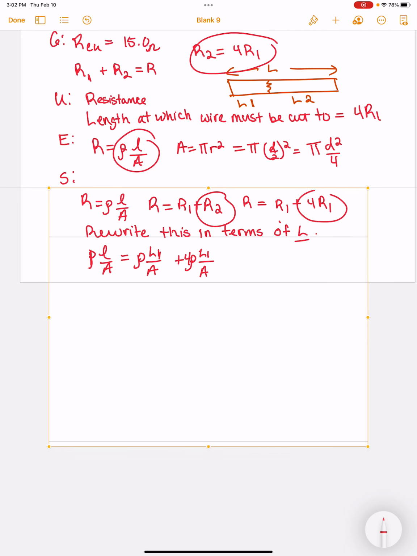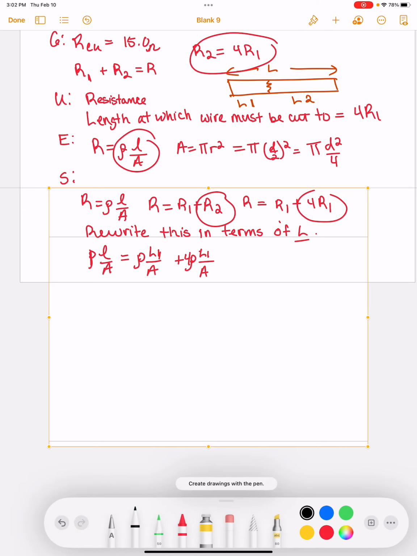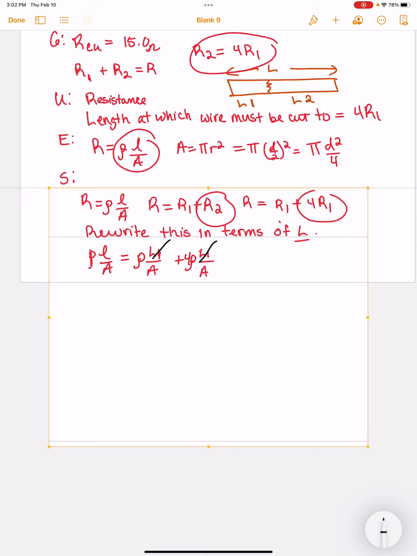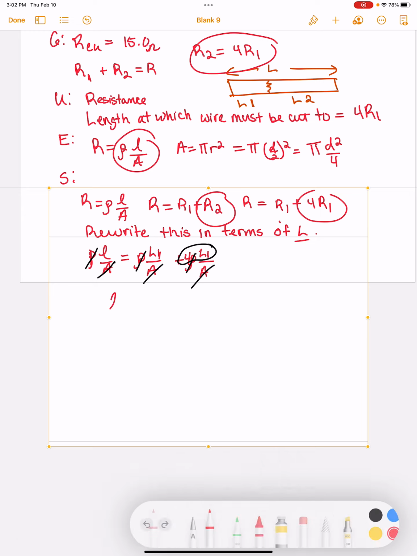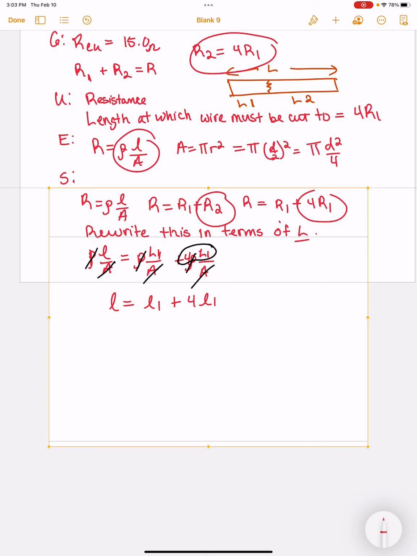Okay, so then all of our like things are going to cancel, because our resistivities are the same. It's still the copper wire. Our area is still the same. Our cross-sectional area is still the same. So the only thing that's changing is this 4L1. So then these cancel and this cancels. And then we have L equals L1 plus 4L1, and that equals, let's not do it like that.